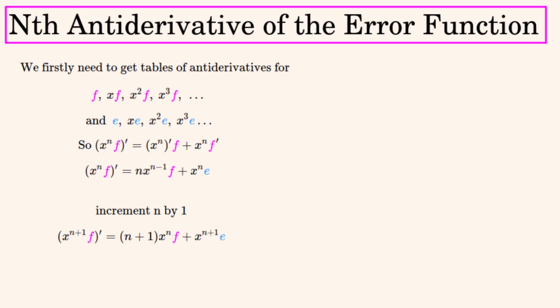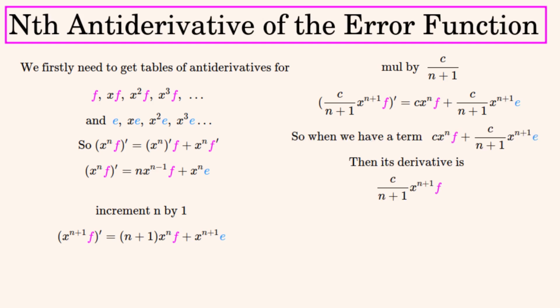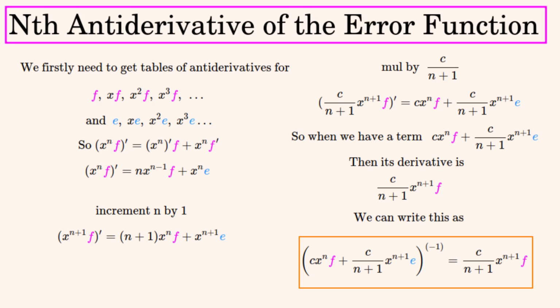We'll increment n by 1. We'll then multiply this equation by this fraction so that an arbitrary constant value may be placed in front of the first term on the right-hand side. And so this expression's antiderivative is this term. And we can write it out in antiderivative notation like this rather than in integral notation.